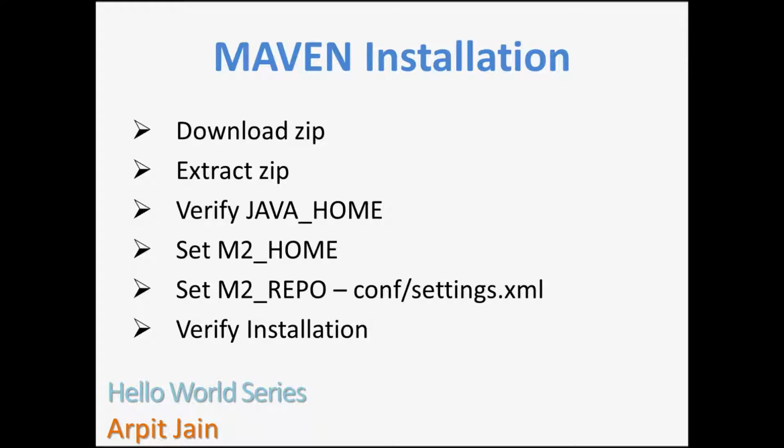So if you want to update it and you want to use your own repository path, then you can go to Maven installation, Maven home, then configuration folder conf and settings.xml. There you have to update local repository, and then we have to verify Maven installation. So let's go to Google and find out how can we download Maven zip file.